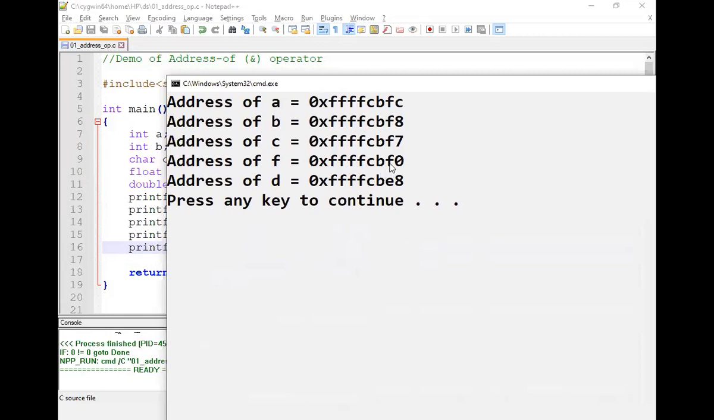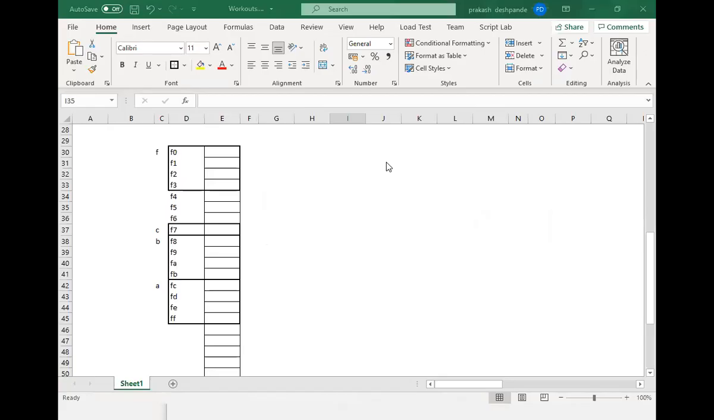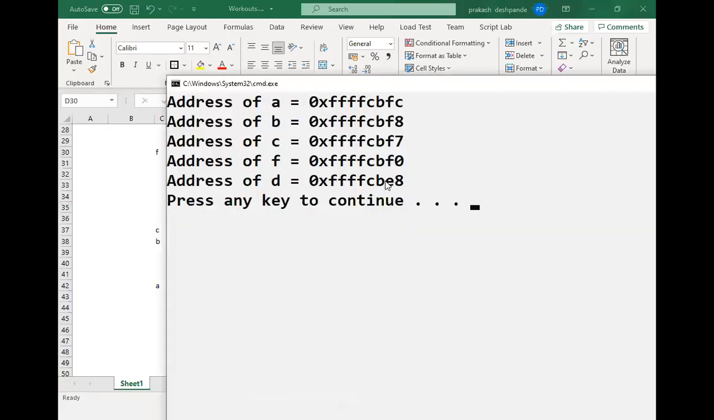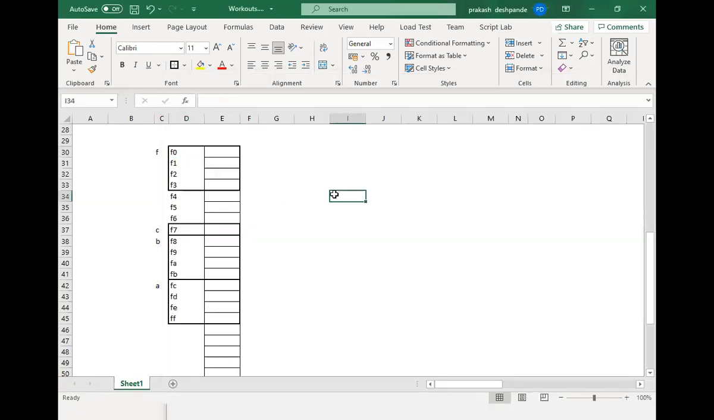Now, this is F0. The variable F had F0. Now look here, E8. What do you think E8 is? E8 is the first address of D. And from E8, how many bytes will there be for this variable D? 8 bytes. There will be 8 bytes.